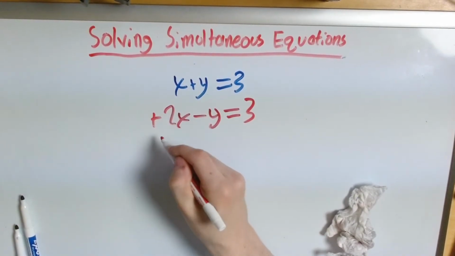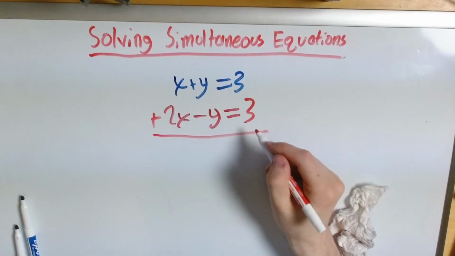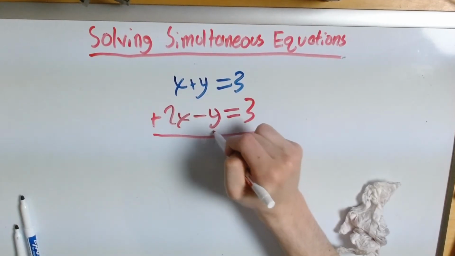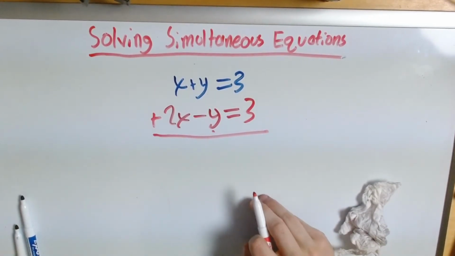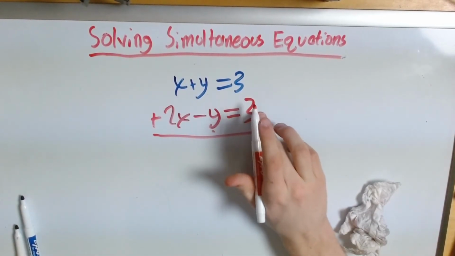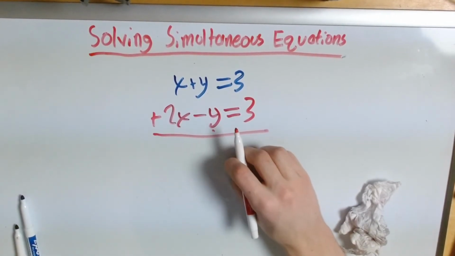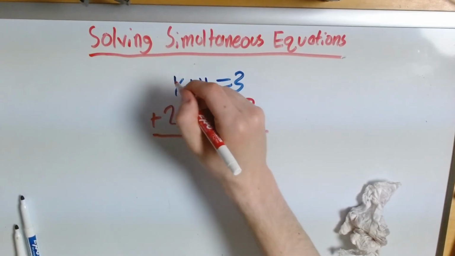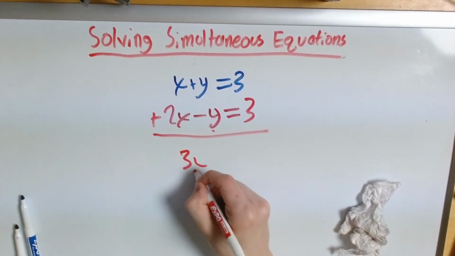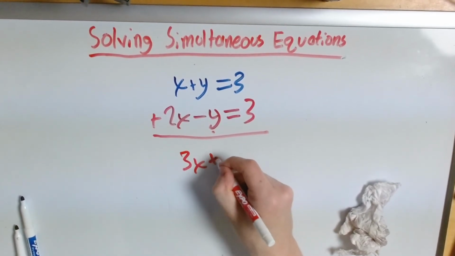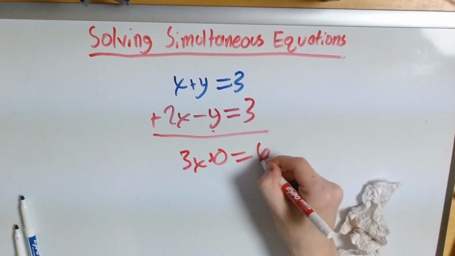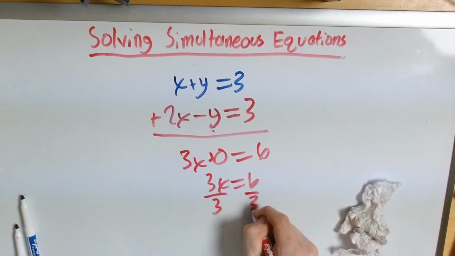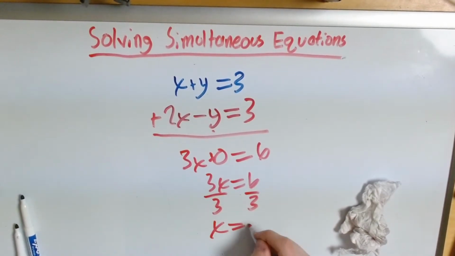If I were to add these two equations together, if I were to take them and add them, I'd have y minus y. I'd cancel out the y's. I'd just be left with x's and numbers, which means I could find the value of x when they intersect. Let's do that. So I add them together. X plus 2x is 3x. Y minus y, 0. 3 plus 3, that's 6. So I'm left with 3x equals 6. I divide by 3. I'm left with x equals 2.